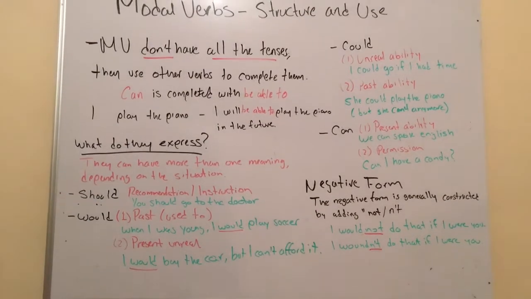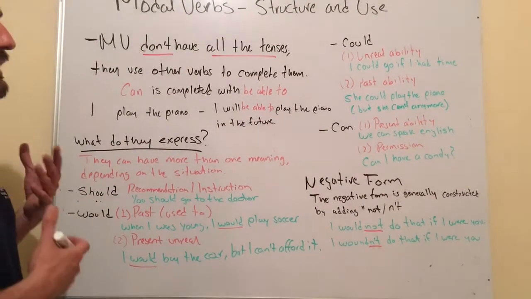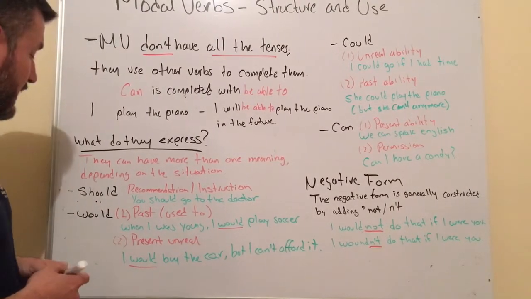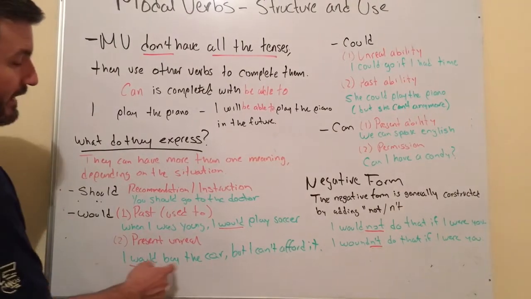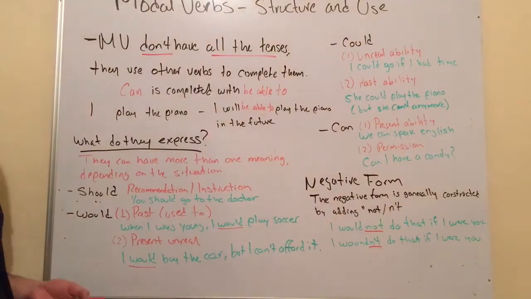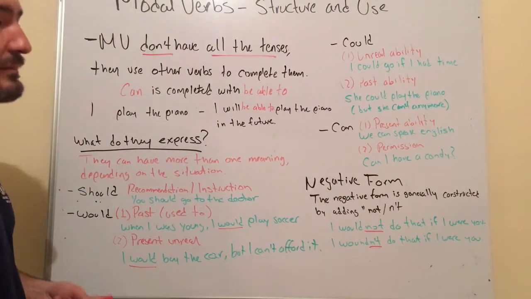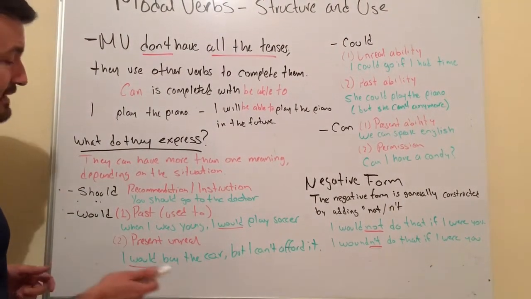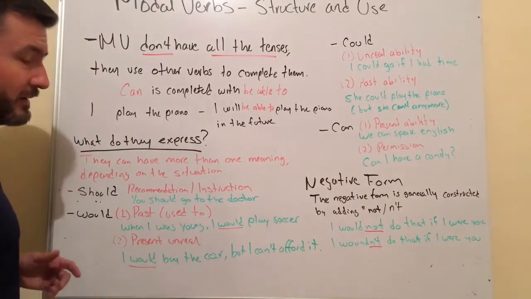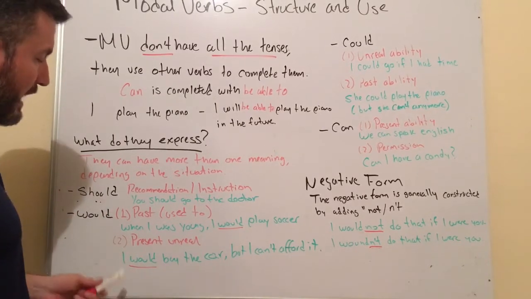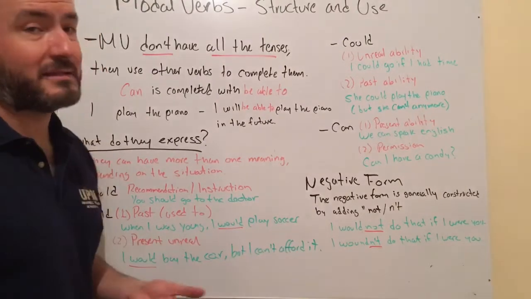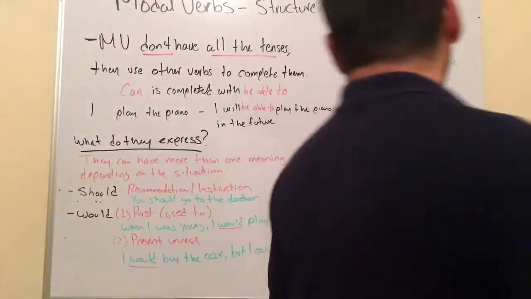Unreal means it's not a fact, it can't happen. I would buy the car, but I can't afford it. That means I don't have the money. If I had the money, I would buy it, but I don't have the money. That's why it is present, it's happening, but it's unreal. I mean, it's not possible. In this example, I would buy the car, but I can't afford it. That means I don't have the money to do it.